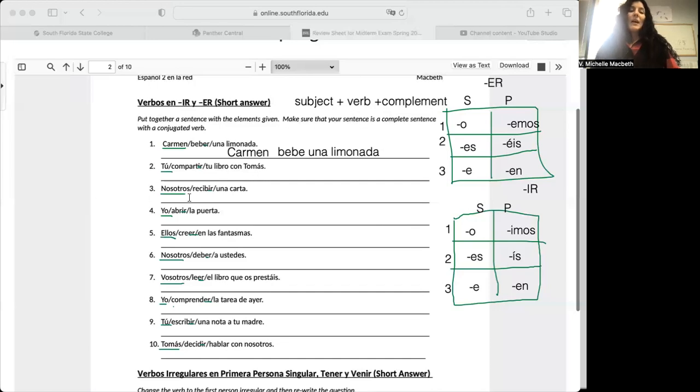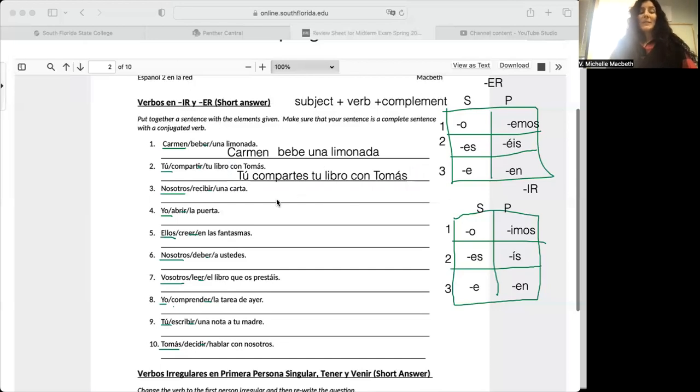Spanish. All right. So first, subject. What's the subject? Tú, I decided, right? What's the verb? Compartir. Okay, so what is the appropriate present tense ending for compartir, right? Well, it's going to be second person singular, right? So compartes, ¿no? Tu libro con Tomás. Okay?